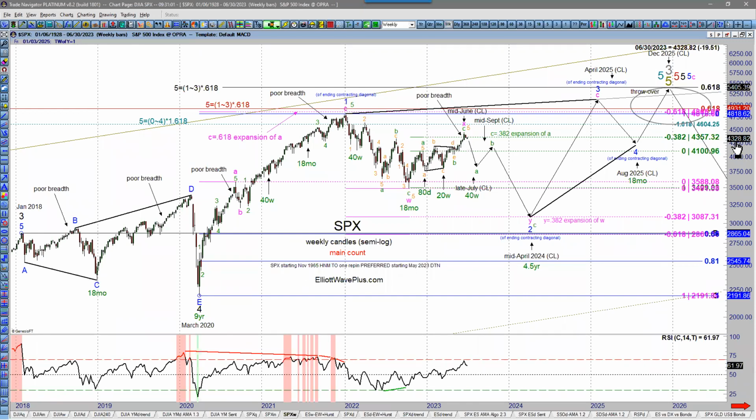And that target was derived by figuring that this first 5-wave structure to the upside for wave A in green, you figure that's a unit of 1, take that times 0.382 and add that to the top of wave A, and you get that target, 43.57. So it was overshot by a slight bit, but very quickly reversed.